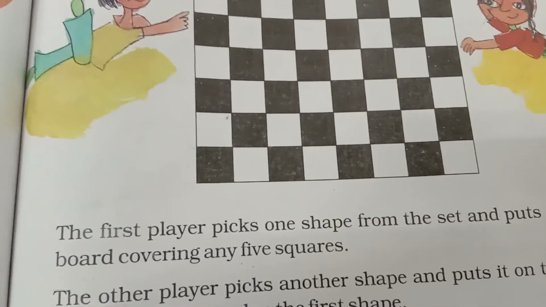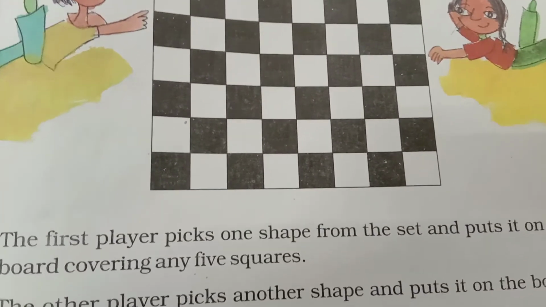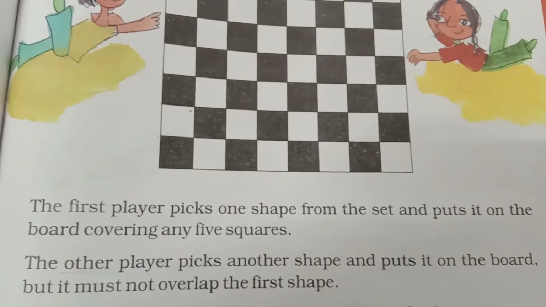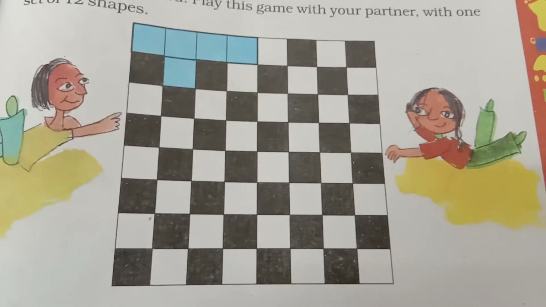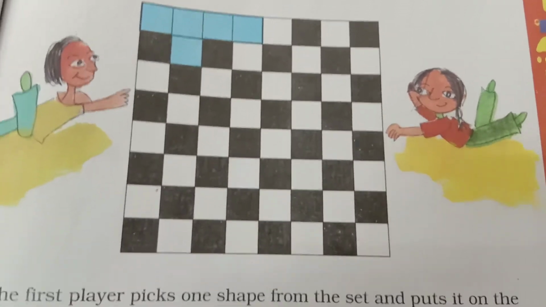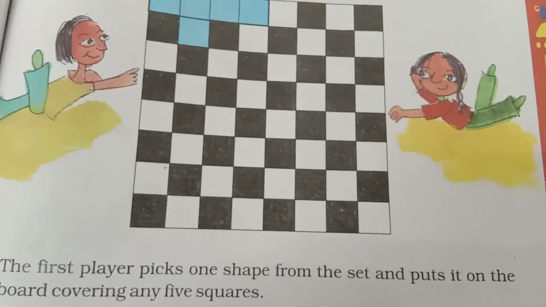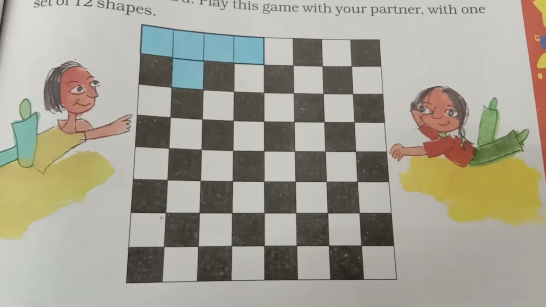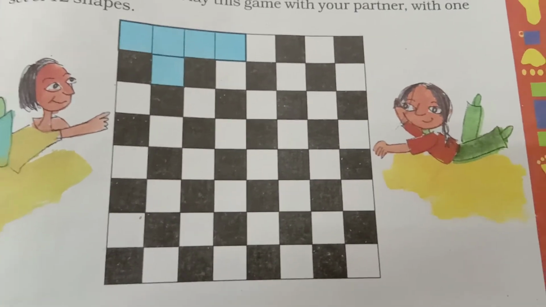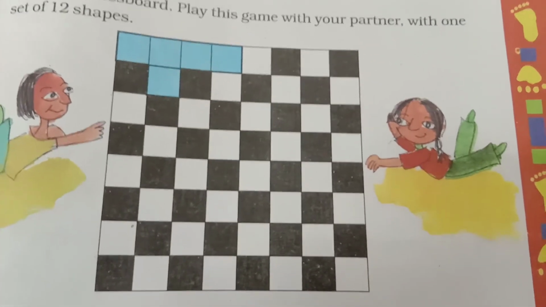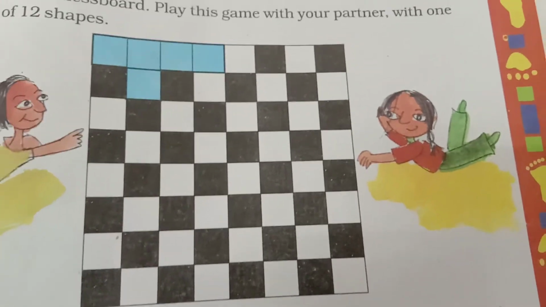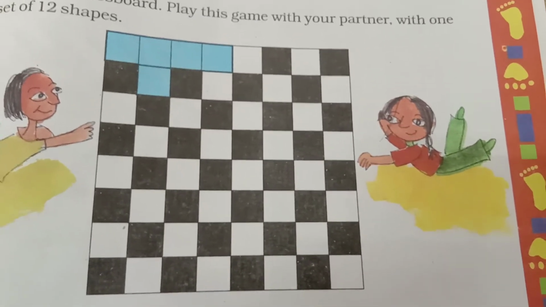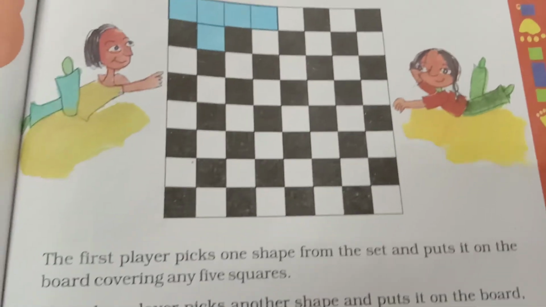Yes, the first player picks one shape from the set and puts it on the board covering any 5 squares. So one of you will pick one shape and he has to place that shape. He should arrange that shape in this chessboard. That 5 squares should be enclosed.